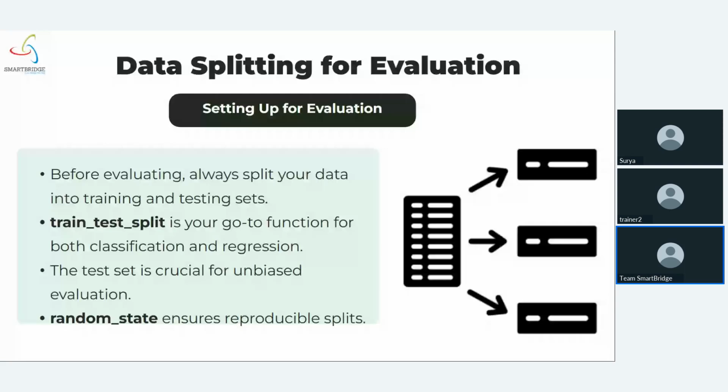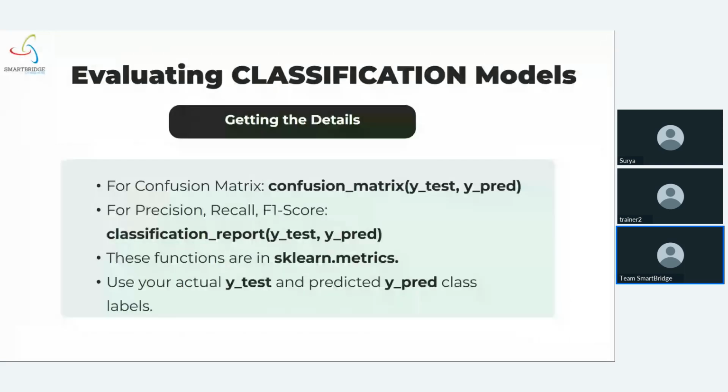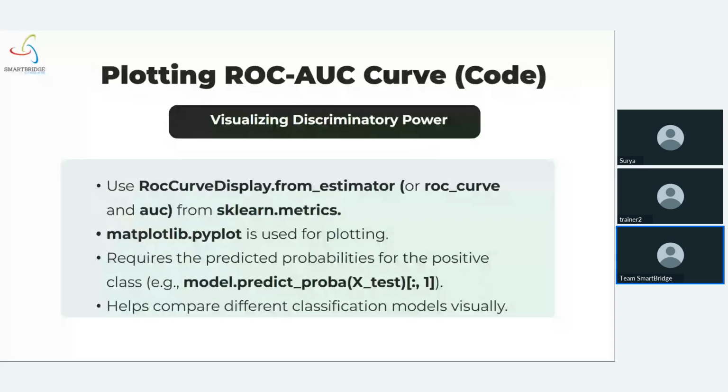So we have developed this confusion matrix. The confusion matrix is used for y test and y prediction. For precision, recall, and F1 score, we'll be using the classification report function. These functions are imported from scikit-learn, and we'll be using y test and y prediction class labels. These are also the metrics we'll be using for the AUC and ROC curves, as we have discussed. We'll be using scikit-learn to get the metrics.